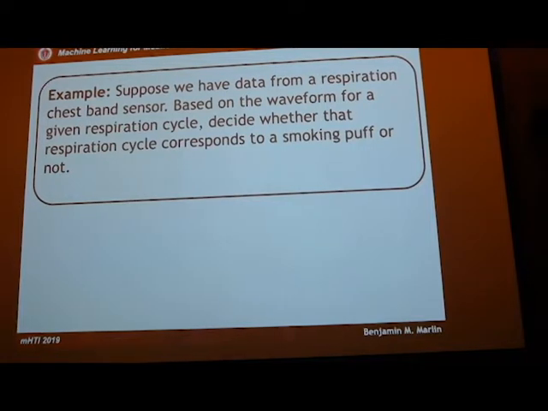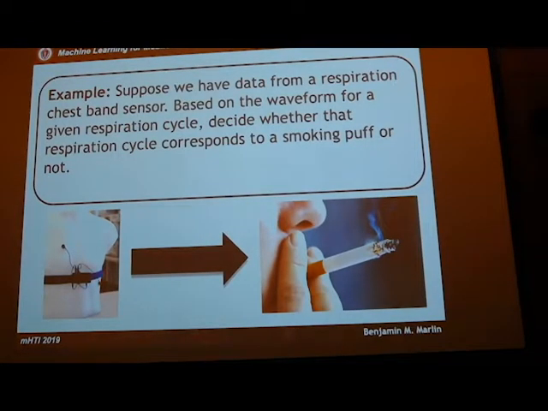Let's look at a specific instance of the problem that we'll use as a running example, smoking puff detection. Okay. So in this problem, suppose we have data from a respiration chest band sensor. You saw this picture in Billy's slides already. This sensor produces a signal that is proportional to the area of a cross-section through your chest, where the chest belt is positioned. So you get a waveform that varies as you breathe in or out. As you breathe in, you get a decrease in amplitude. As you breathe out, you get an increase. Based on this waveform, for a given respiration cycle, what we're going to try and decide is whether or not that respiration cycle corresponds to a natural breath or to a smoking puff.